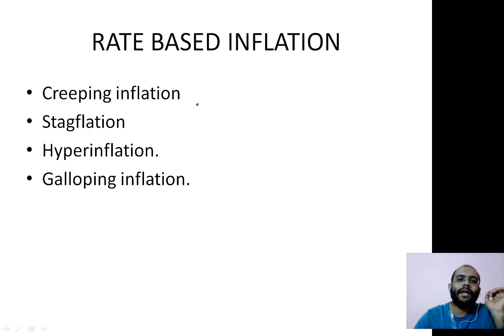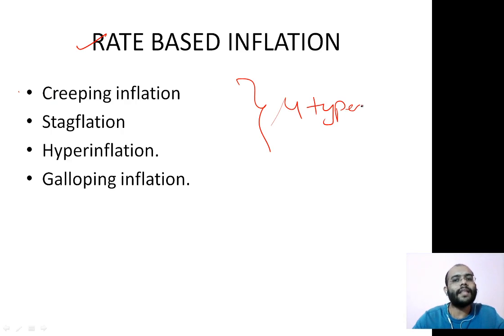Now we will look at the various rate-based inflations. What are the rate-based inflations? There are four types of rate-based inflations. What are they? One is your creeping inflation, another one is your stagflation, third one is your hyperinflation, and the fourth one is galloping inflation. Let's have a look at all these four types one by one.